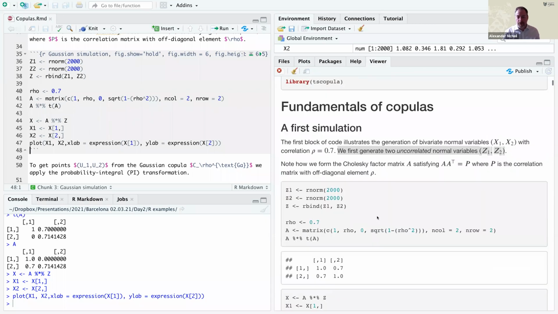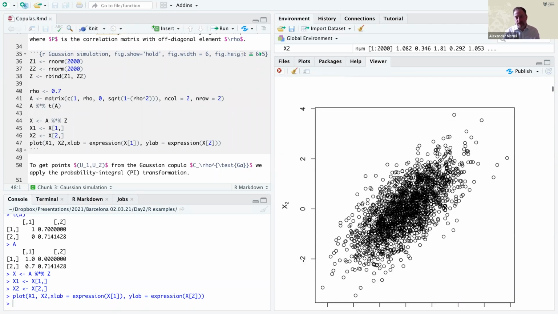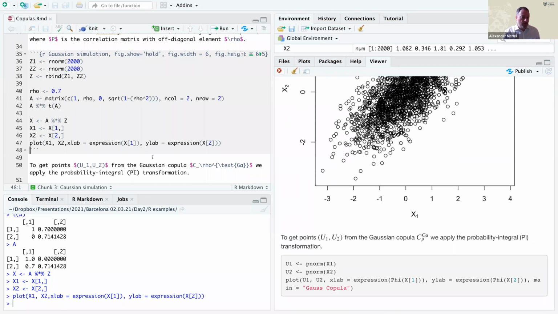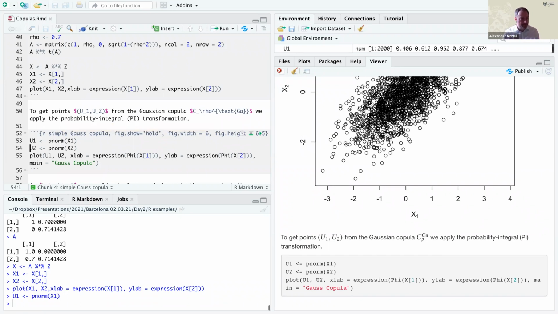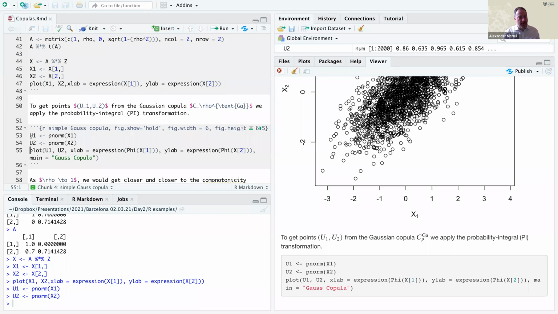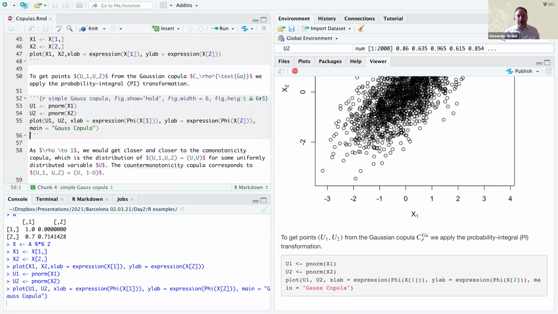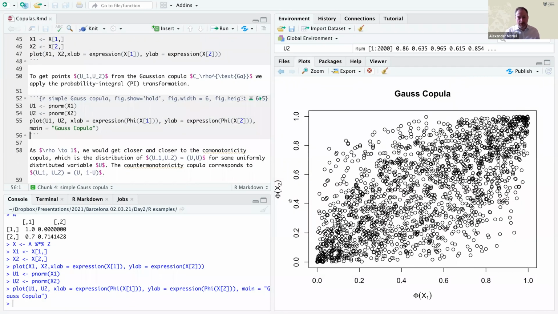So I've got to this point here. I've generated a bivariate normal. But what I'm going to do now is turn it into the copula. So to generate points from the copula, you use the PIT transform. So this here is the PIT transform. I take U1, perhaps I'll show it down here. I take U1 and I transform it with its own distribution. And I take U2 and I transform it with its own distribution. And then what I get is points on the unit square.